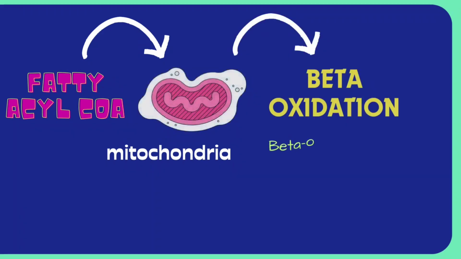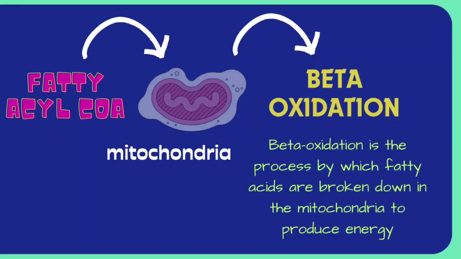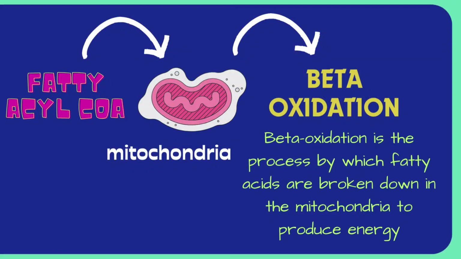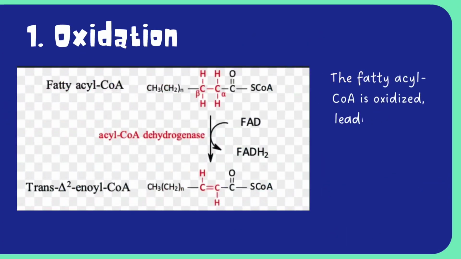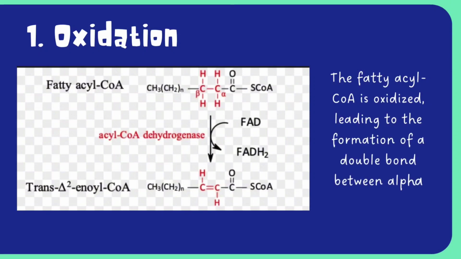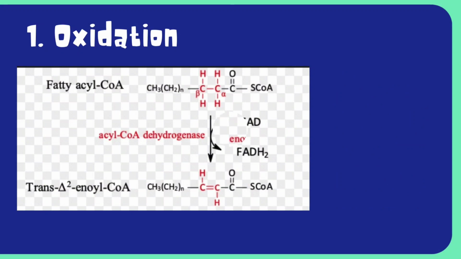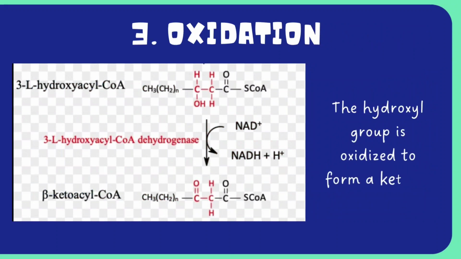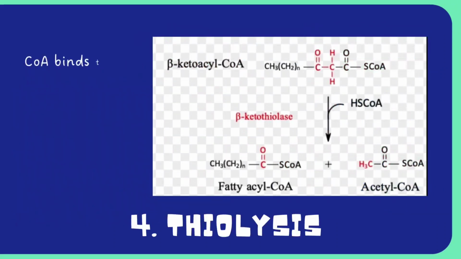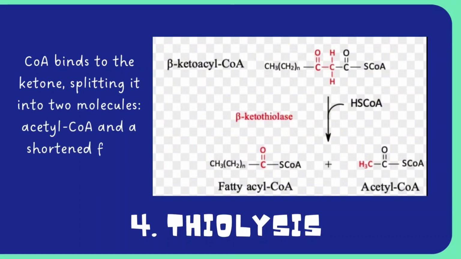Beta oxidation is the process by which fatty acids are broken down in the mitochondria to produce energy. Beta oxidation involves four processes: oxidation, hydration, oxidation again, and thiolysis. Firstly, the fatty acyl-CoA is oxidized, leading to the formation of a double bond between the alpha and beta carbons. Then, water is added, forming a hydroxyl group at the beta carbon. The hydroxyl group then undergoes oxidation again to form a ketone. Lastly, in the thiolysis process, CoA binds to the ketone, splitting it into two molecules: acetyl-CoA and a shortened fatty acyl-CoA chain.